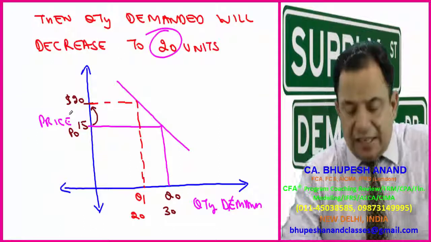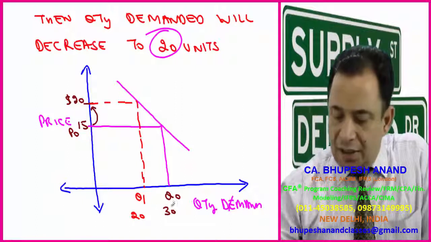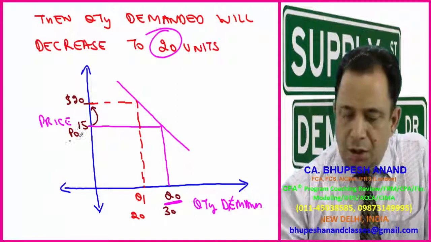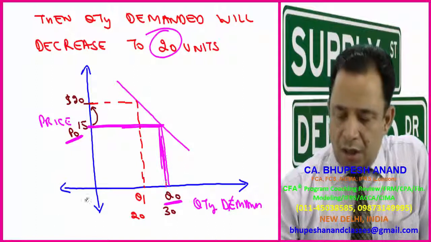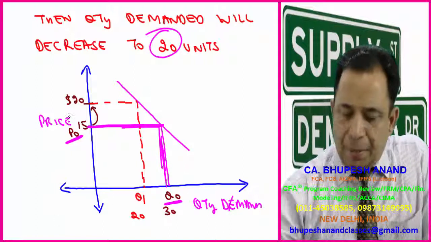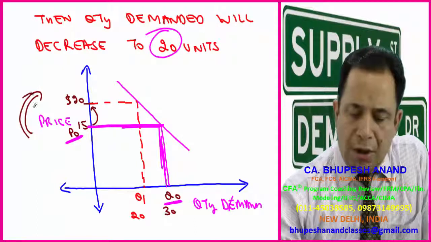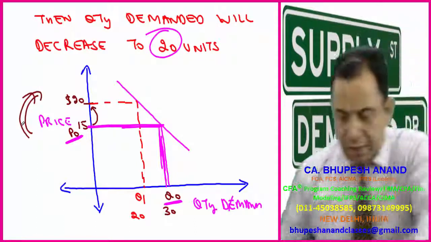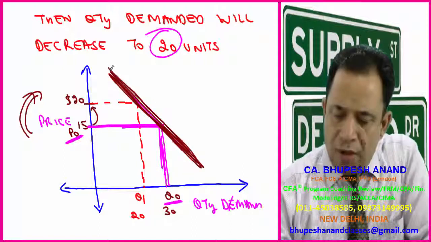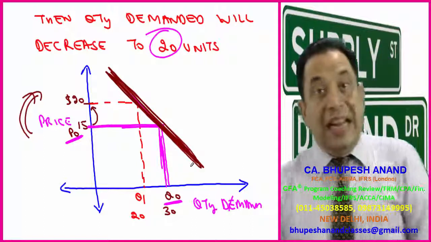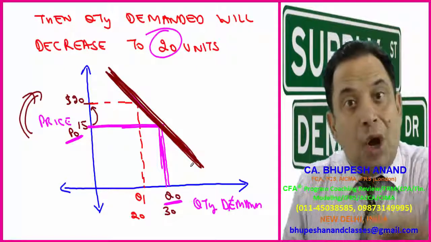Just see in the graph I have prepared. This is Q0, this is P0, this is the original. But if there is an increase in the price from $15 to $20, my quantity demanded will decrease. It means I am on the same demand curve, I am moving on the same demand curve. It is named as movement along the demand curve.